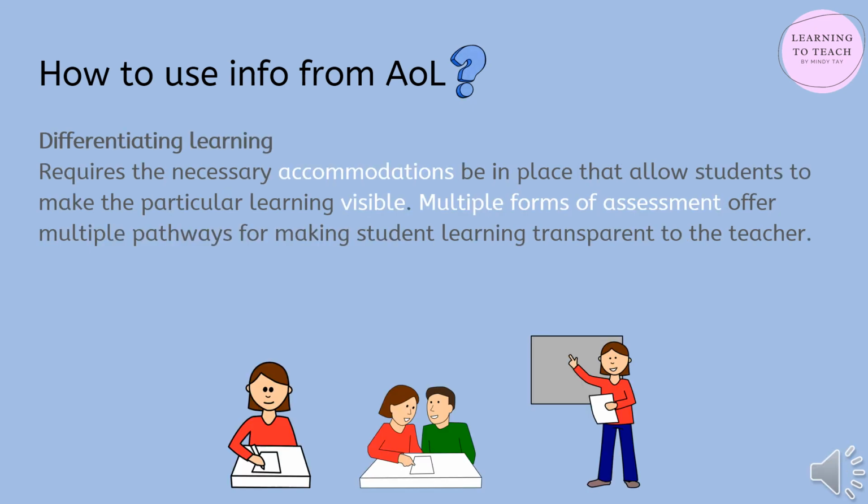Using information from AoL to differentiate learning. This requires that the necessary accommodations be in place that allow students to make the particular learning visible. Multiple forms of assessment offer multiple pathways for making student learning transparent to the teacher.